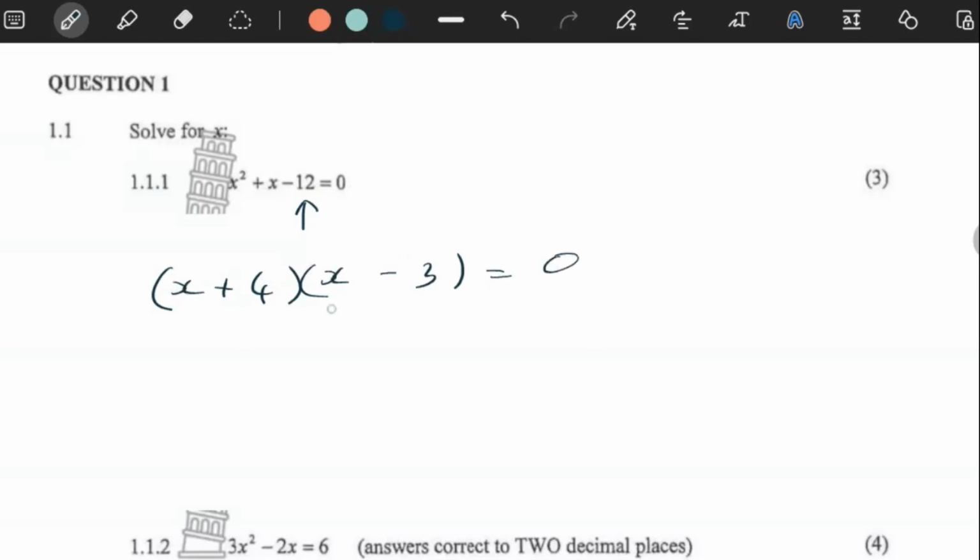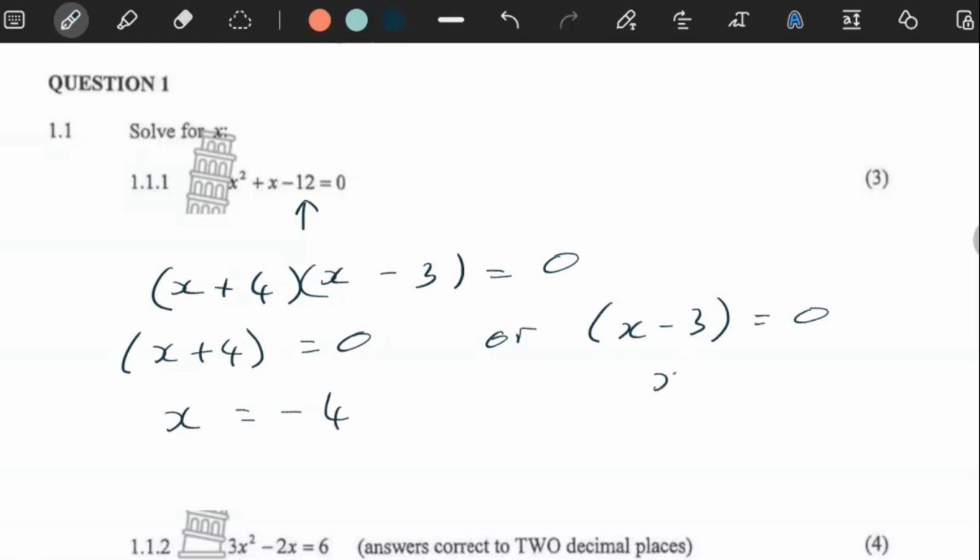So both brackets, we equate each individually to 0. So this is our second bracket, also equal to 0. Now, simply put, our answer here is negative 4. Our answer here is positive 3. Nothing too difficult here, because the 4 goes to the other side, it becomes a negative. The 3 goes to the other side, it becomes positive.